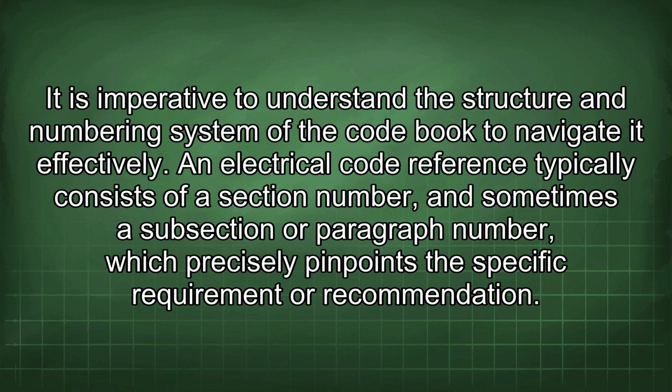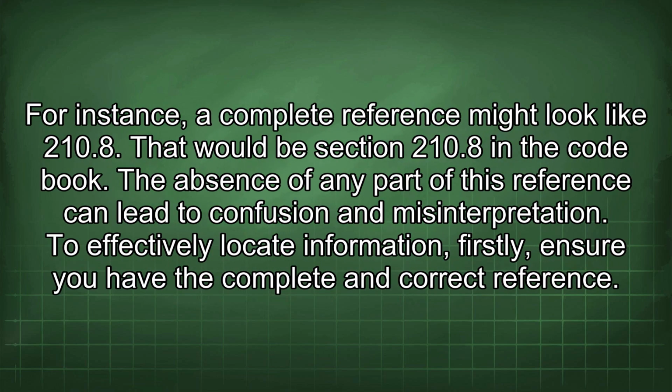An electrical code reference typically consists of a section number and sometimes a subsection or paragraph number which precisely pinpoints the specific requirement or recommendation. For instance, a complete reference might look like 210.8. That would be section 210.8 in the code book. The absence of any part of this reference can lead to confusion and misinterpretation.